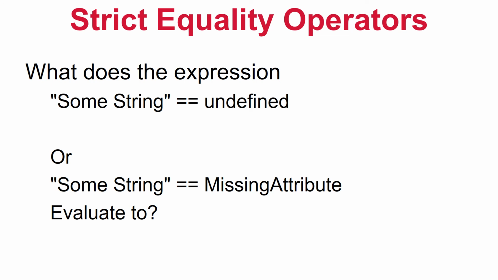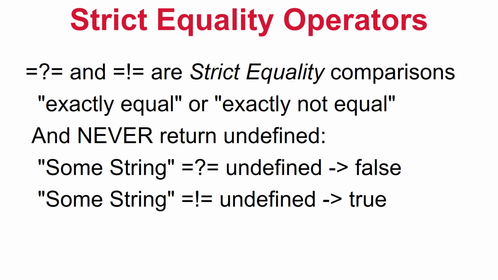As you know by now, ClassAds have an undefined value and an equality comparison. For example, if you compare a string to undefined, you'll get an undefined value. But sometimes you don't want that. You want a string comparison to undefined to result in false. And that's what the strict equality or exactly equal operators do. They're typed =?= and =!=.